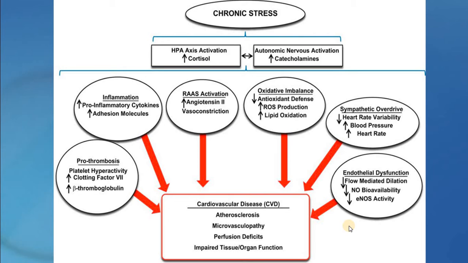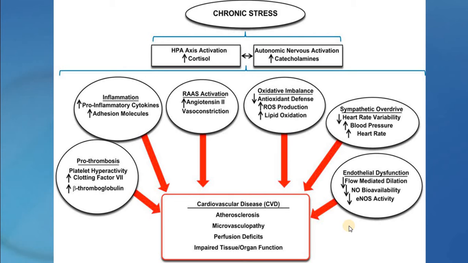While in chronic stress, both the autonomic nervous system, sympathetic and parasympathetic, will be affected, and there will be an increase in pro-inflammatory cytokines, which is very important for the oral cavities. Sympathetic overdrive increases the heart rate, increases the blood pressure, and affects heart rate variability, and there will be oxidative imbalance, decreasing antioxidant defense, increasing free radicals, and increasing lipid oxidation.